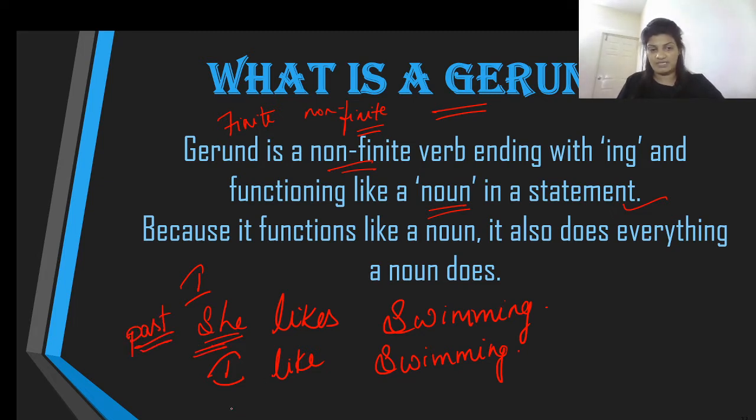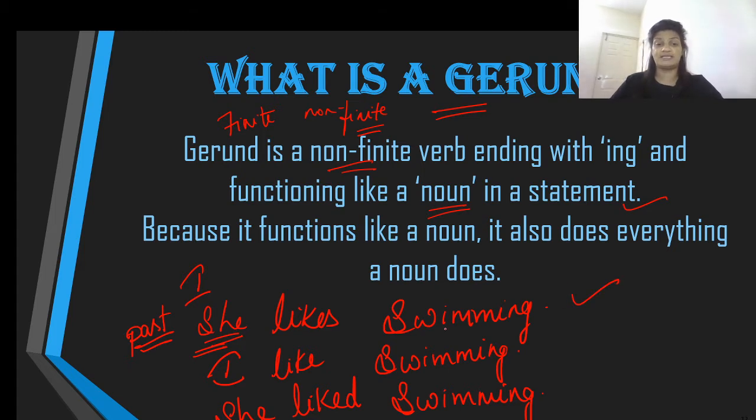Now let us try and change this statement into past tense. All right? Now you get, she liked swimming. Now here, the first question that I want you to ask is, how many verbs do you find in this statement? And you find two verbs, number one and number two. Number one is likes and number two is swimming.